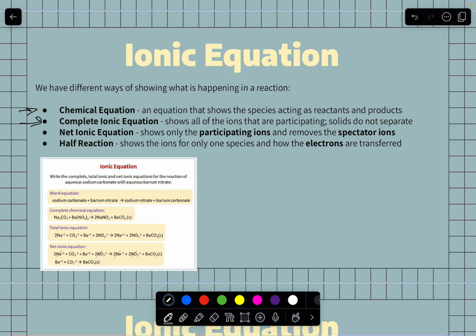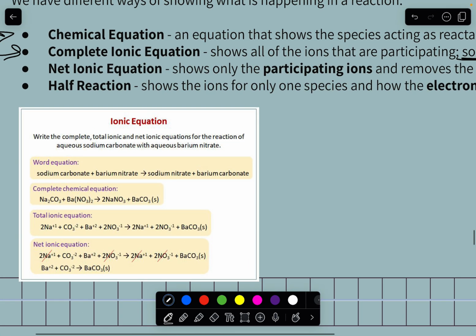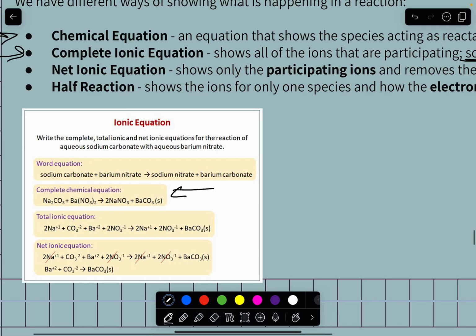An ionic equation takes everything that's happening and breaks it down into ions. If it's a solid, it does not break down because it's not going to dissolve. But everything else breaks down into ions. So what this looks like is here. The complete reaction is just all the compounds, how they are. The ionic equation takes everything except for the solid stays together, but everything else breaks down to its ion components.